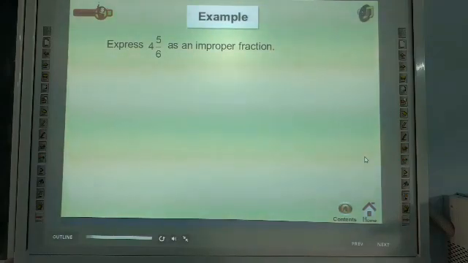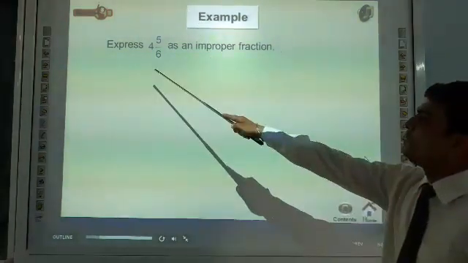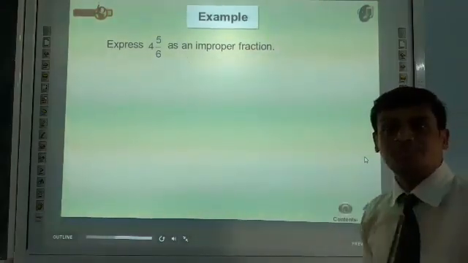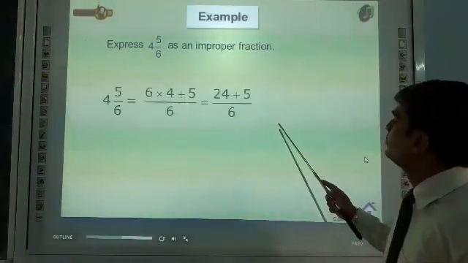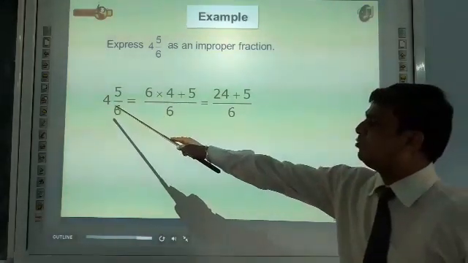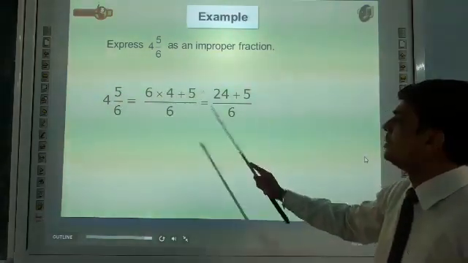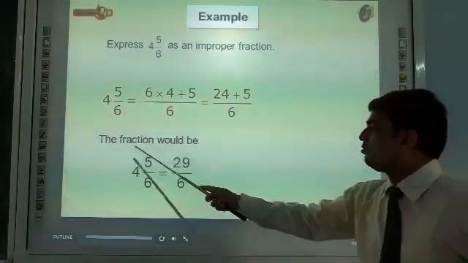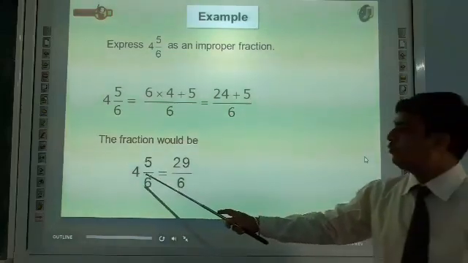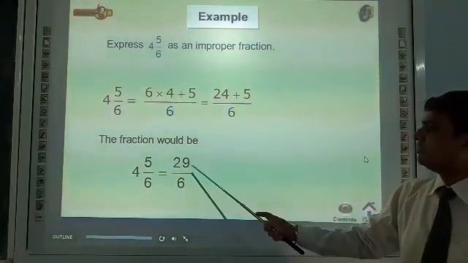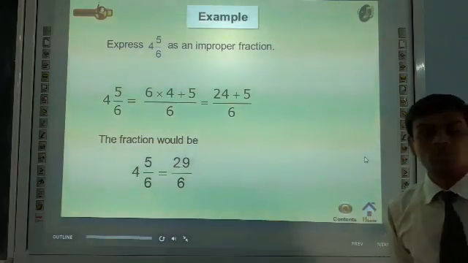For example, express 4 5 upon 6 as an improper fraction. 4 5 upon 6 is equal to 6 multiplied by 4 plus 5 upon 6. 6 4s are 24 plus 5 upon 6. The fraction would be 4 5 upon 6 is equal to 24 plus 5, which is equal to 29 upon 6.